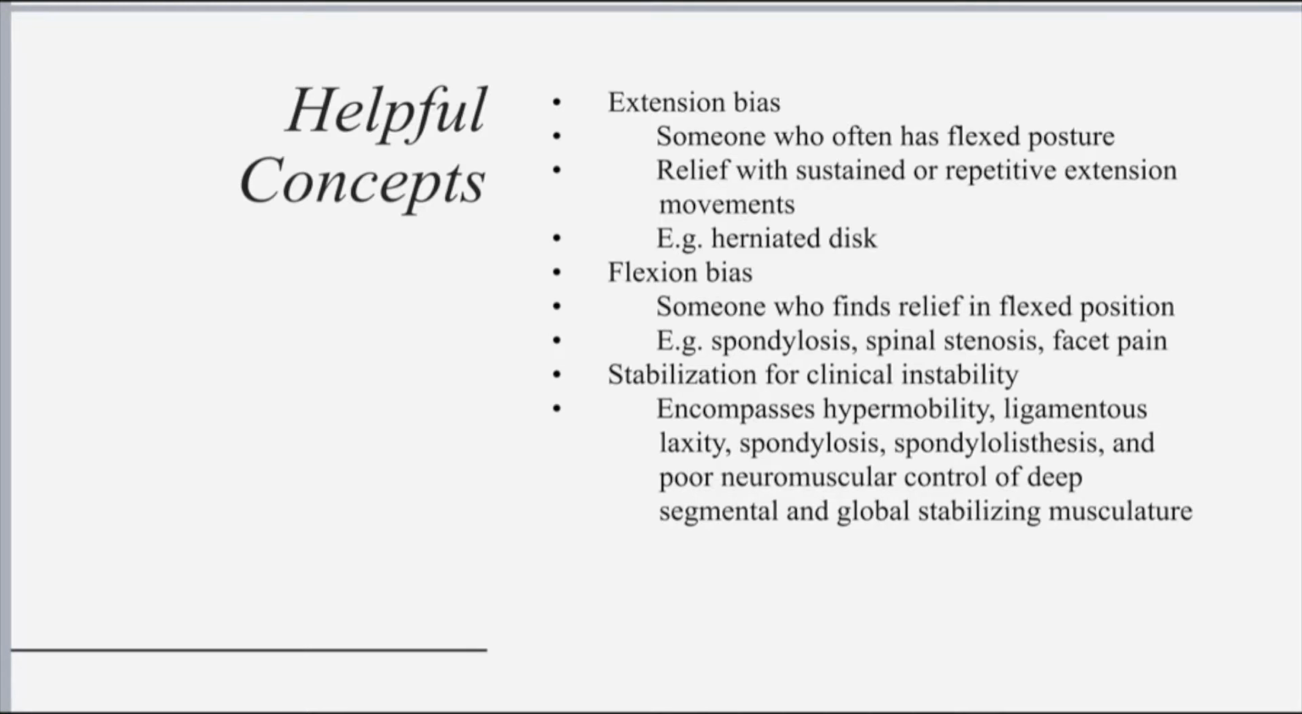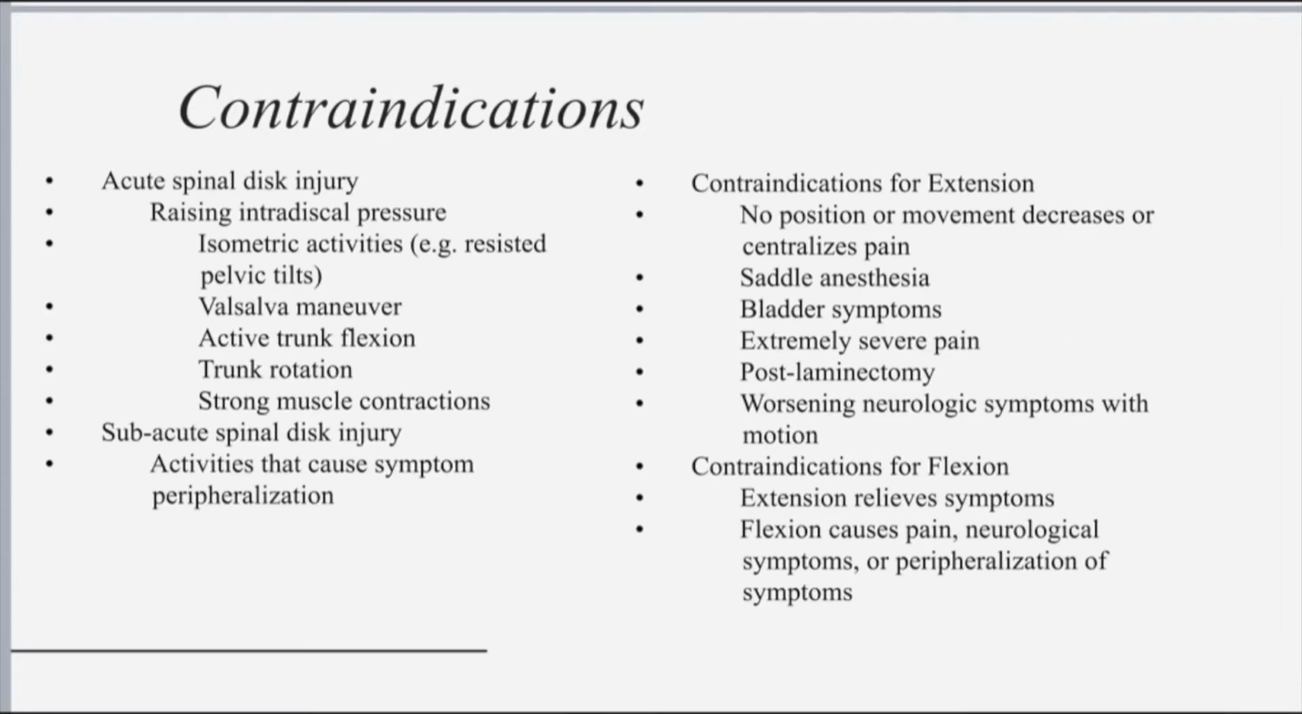In cases of clinical instability, which includes hypermobility, ligamentous laxity, spondylosis, spondylolisthesis, or poor neuromuscular control of deep segmental and global stabilizing musculature, stabilization is key. Finally, we wanted to provide you with some contraindications you should know coming into this lab.